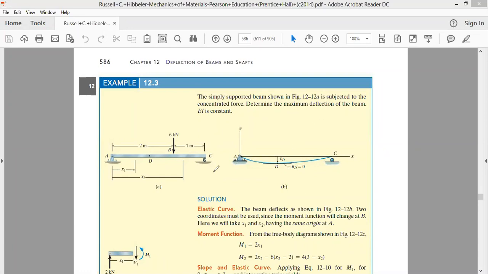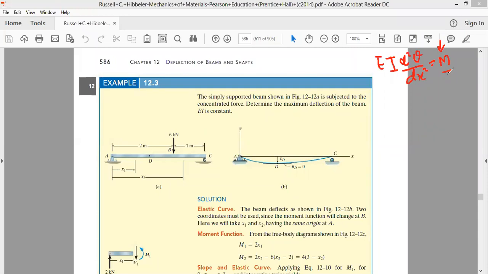First of all, before we determine the maximum deflection of the beam, we should know the equation of the deflection curve. We know the equation of the deflection curve is obtained once we solve the differential equation EI d2 nu by dx2 equal to the bending moment M, where EI is called flexural rigidity and nu is the deflection of the beam. So in order to solve this equation, we should know the right hand side, that is, the value of the bending moment.